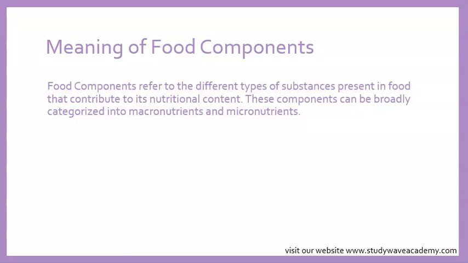Macronutrients consist of carbohydrates, which provide energy for our body, proteins, which help in the growth and repair of tissues, and fats, which act as a concentrated source of energy. And micronutrients consist of vitamins and minerals. These are essential for various functions in our body, such as supporting the immune system and maintaining healthy skin. Do we understand that?